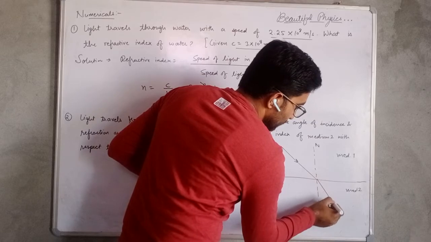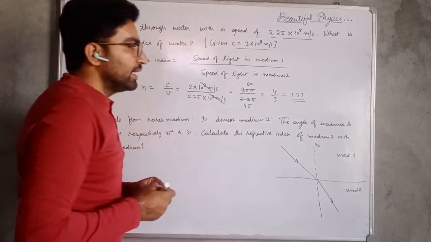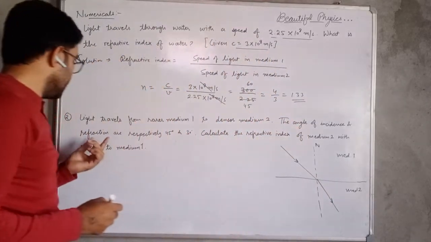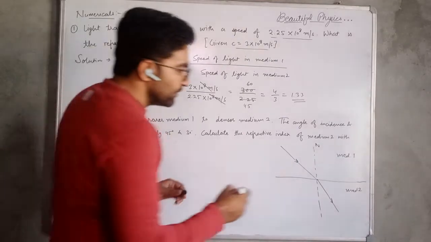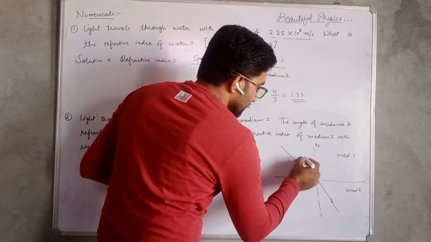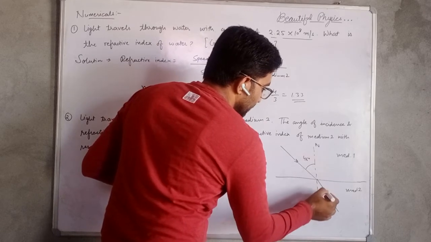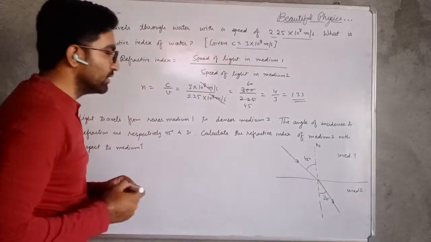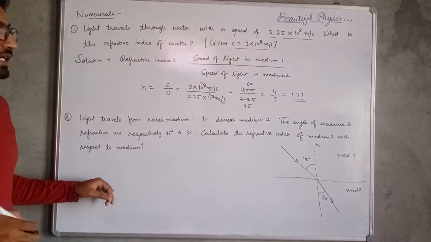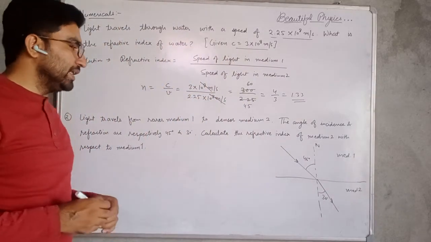Okay, the angle of incidence and the angle of refraction are respectively 45 degree and 30 degree. Here the angle of incidence is 45 degree and angle of refraction is 30 degree. Okay, calculate the refractive index of the medium 2 with respect to medium 1.